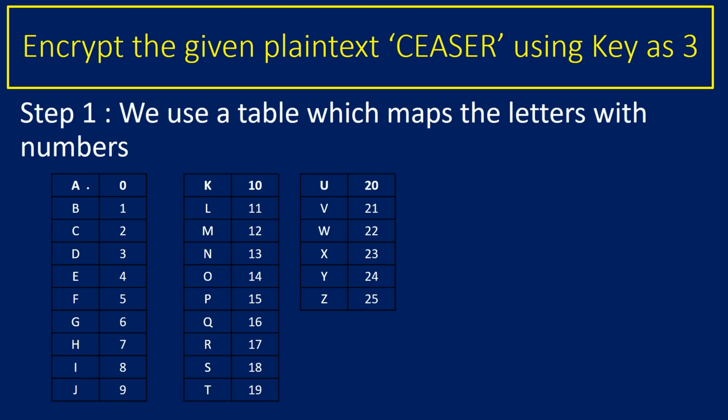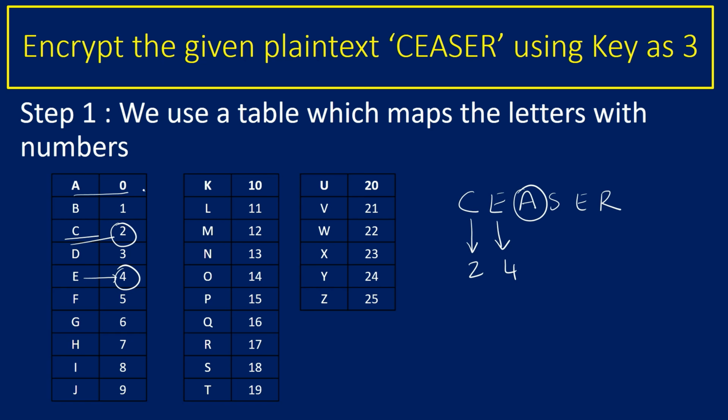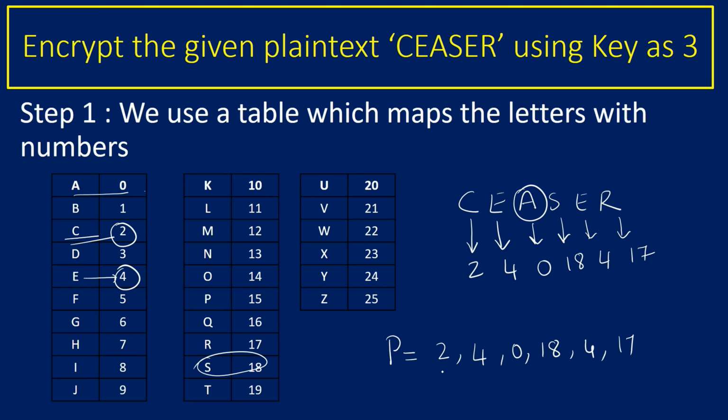So the first step is that we use this table where each letter is mapped to a number, so that the letters in the plain text are mapped to numbers. For example, C will be mapped now to number 2. The letter E will be replaced by number 4. Letter A will be replaced by number 0. The letter S will be replaced by number 18. The letter E will be replaced by number 4. R will be replaced by number 17. So our plain text which we want to encrypt will be the numbers 2, 4, 0, 18, 4, 17.